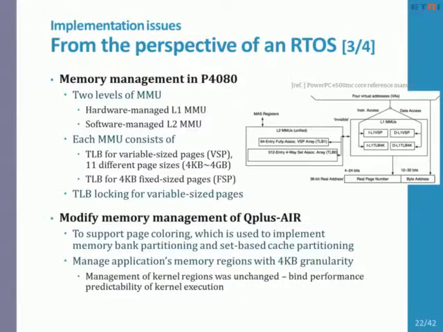However, in this work, this was the original memory management in Q+Air. We modified the memory management of Q+Air to implement the page coloring and resource partitioning mechanisms. So we changed it to manage the application memory regions with 4 kilobyte pages. We did not change the management of kernel regions, to preserve the performance predictability of kernel execution.